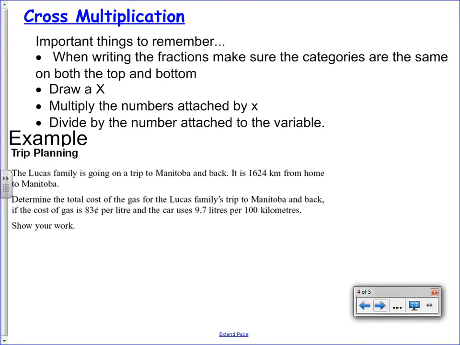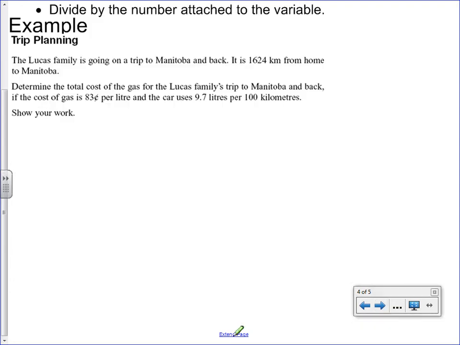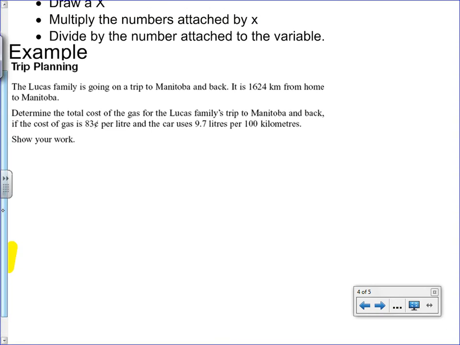Okay, cross multiplication. Important things to remember when writing fractions, make sure the categories are the same on the top and bottom. You had a multiple choice question like this in your booklets that are due to me. You want to make sure the top numbers mean the same and the bottom numbers mean the same. You're to draw an x, multiply the numbers attached by the x, divide by the number attached to the variable, and so on. Okay, so let's do this one here. I have to start setting up some fractions here.